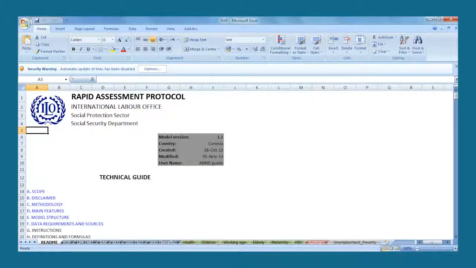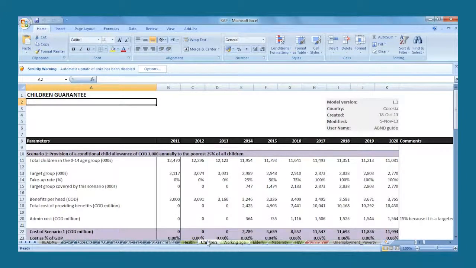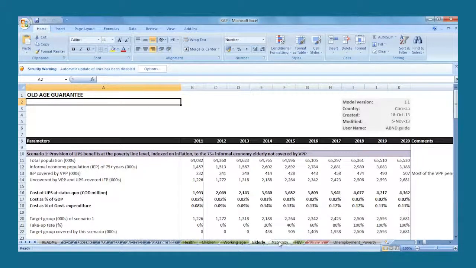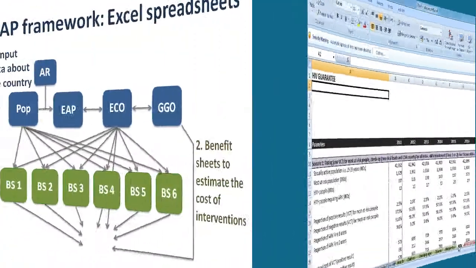The second part of the RAP model, denoted by green, is used to calculate the cost of different scenarios under the SPF guarantees. There is one benefits spreadsheet per guarantee. The first green spreadsheet may represent healthcare benefits. The second may represent benefits for children, a third for working age, and a fourth for the elderly. Furthermore, we can have additional spreadsheets for maternity, HIV, and other benefits.